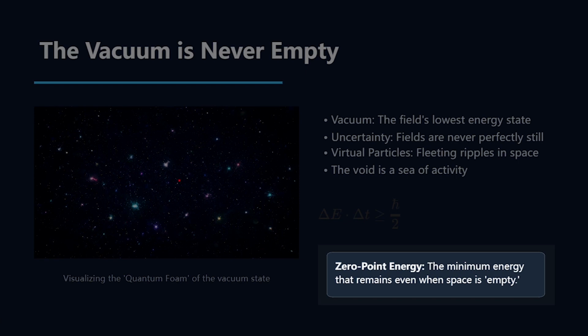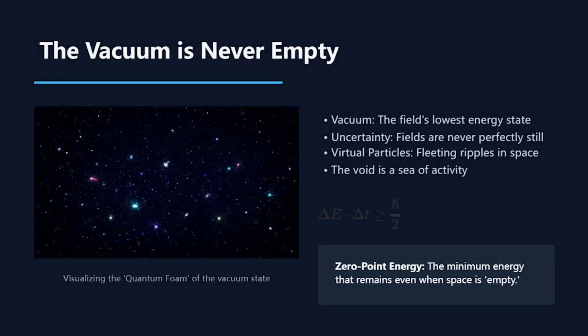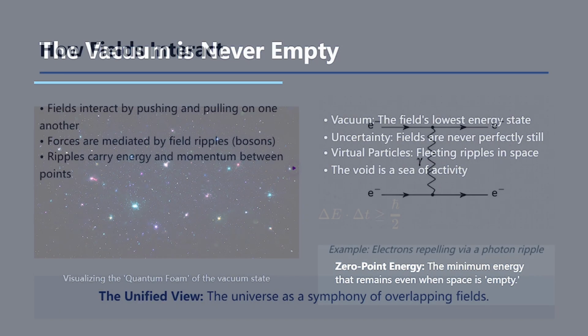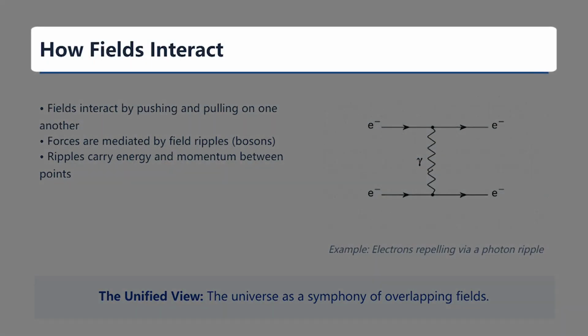Look at this visualization. If we could zoom in to the smallest possible scales, we'd see what we call quantum foam. It's a chaotic, boiling sea where virtual particles pop into existence and disappear almost instantly, like bubbles in a carbonated drink.